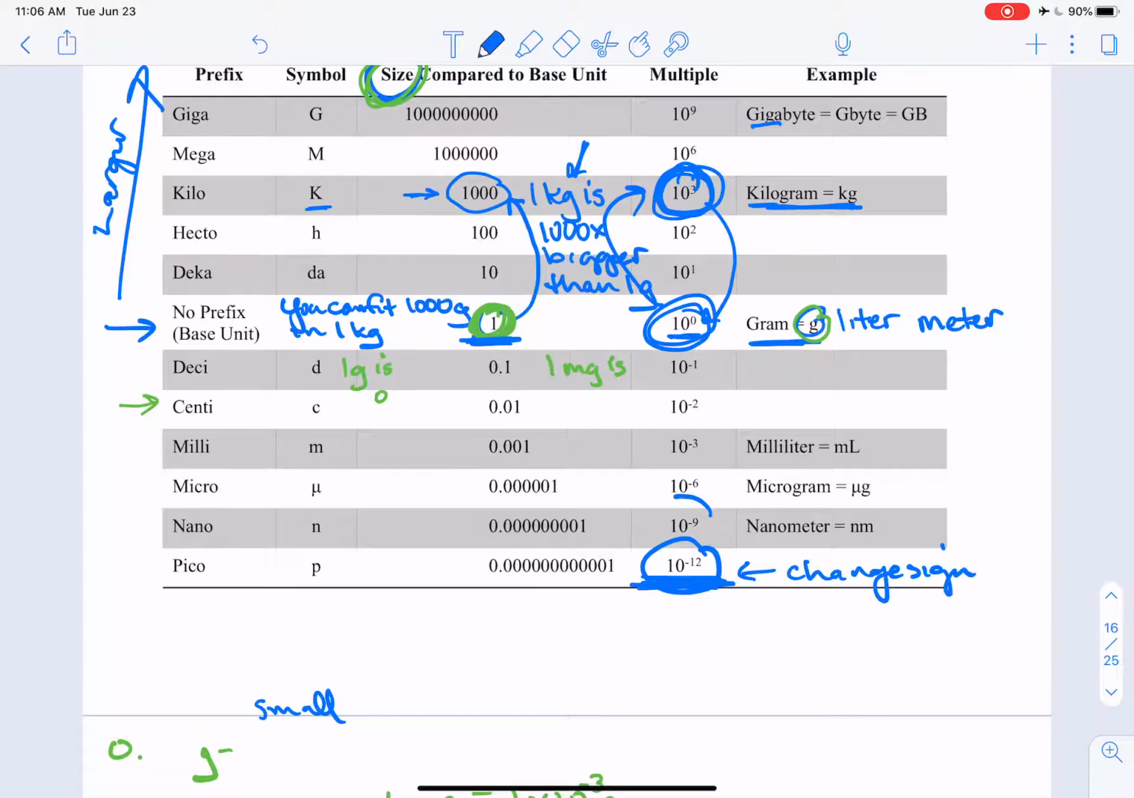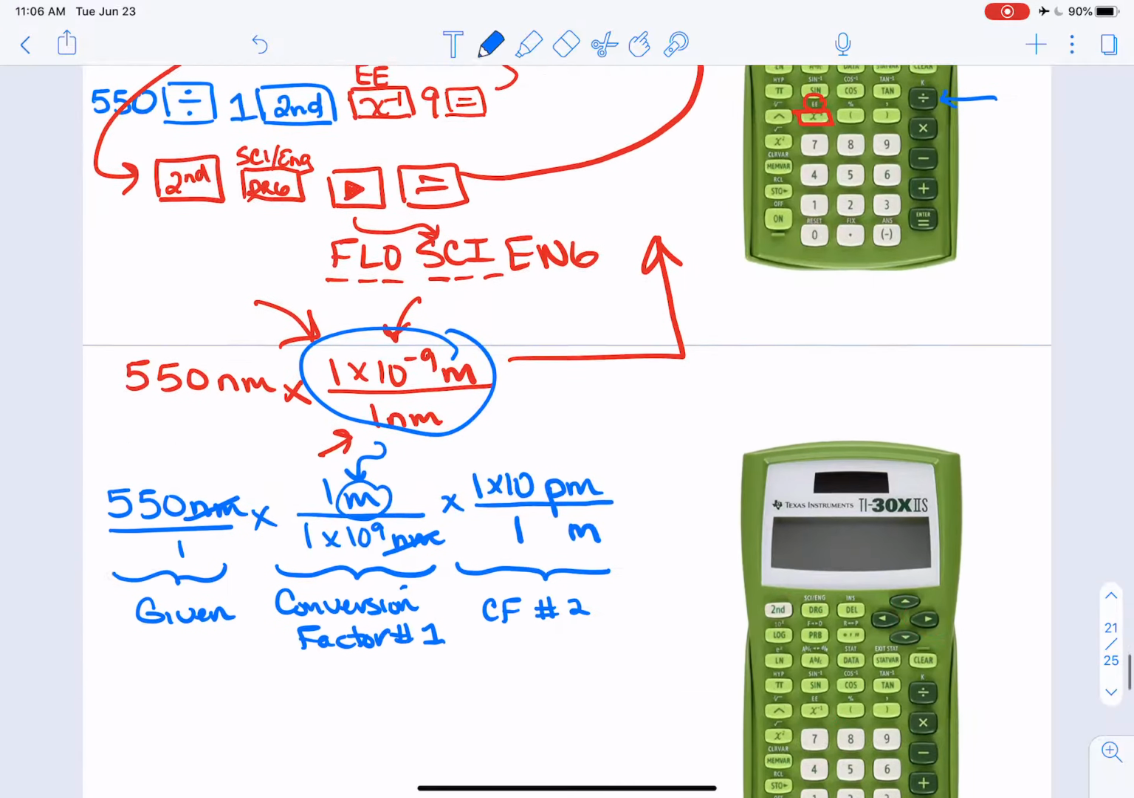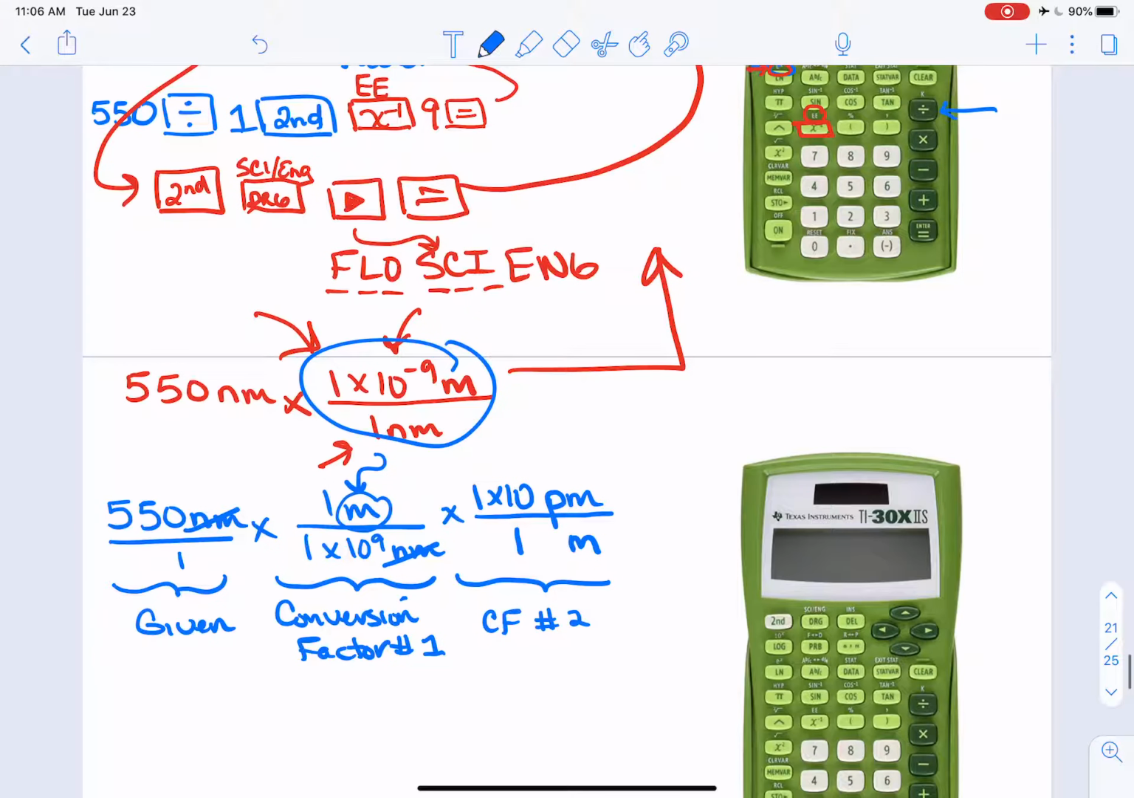So you can get 10 to the positive 12th picometers in 1 meter. If you're asking about the size, a picometer is 1 times 10 to the negative 12th of a meter. Okay, so watch what you're doing, you guys. So we're going back here, and we're going to do 1 times 10 to the 12th picometers per every 1 meter.